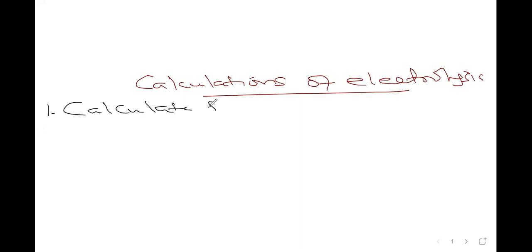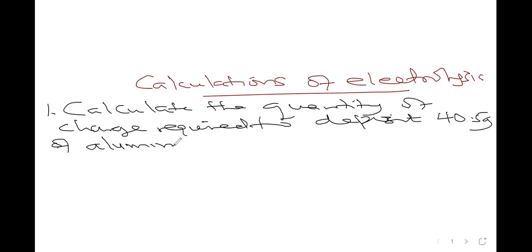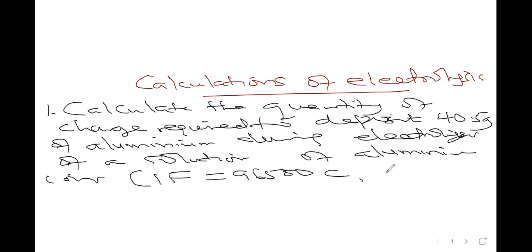Calculate the quantity of charge required to deposit 40.5 grams of aluminium during electrolysis of a solution of aluminium ions. You're told that 1 Faraday is 96500. Even if it's not given to you, you should be knowing it. And then aluminium is 27. That's the question that we do have.